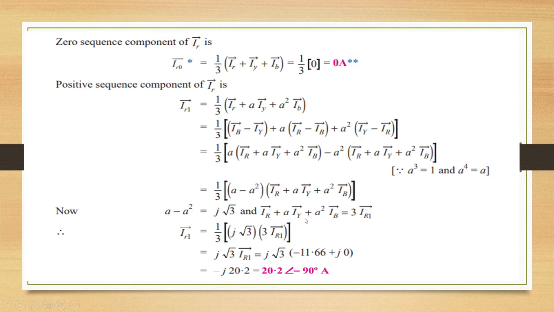And IR plus AIY plus A square IB is 3 IR1. So IR1 is 1/3 of J root 3 into 3 IR1. 3 can be written as root 3 into root 3. The 3 gets cancelled, so it is J root 3 IR1, that is J root 3 into IR1 value, minus 11.66 plus J0. So it is coming as 20.2 angle minus 90 degree ampere.